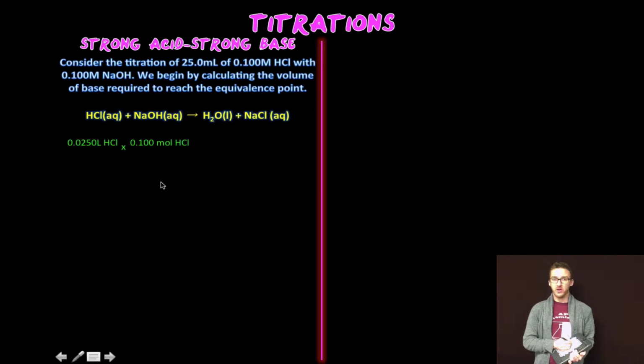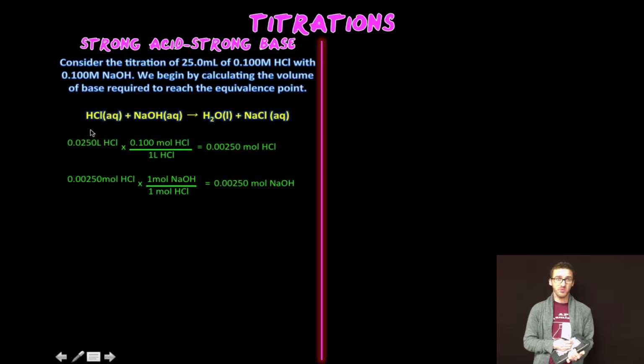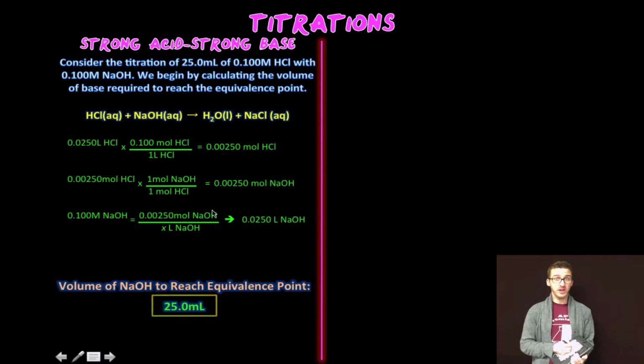So if we know that we have 25 milliliters of a 0.1 molar hydrochloric acid solution, we know that we're starting with 0.00250 moles of hydrochloric acid. And because the ratio between hydrochloric acid and sodium hydroxide is 1:1, given by our balanced chemical equation, we know that we need to add 0.00250 moles of sodium hydroxide to reach the equivalence point, to react all of the acid.